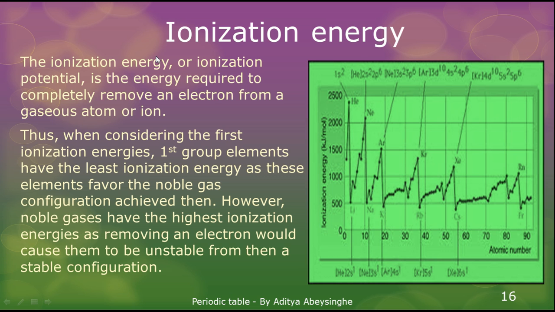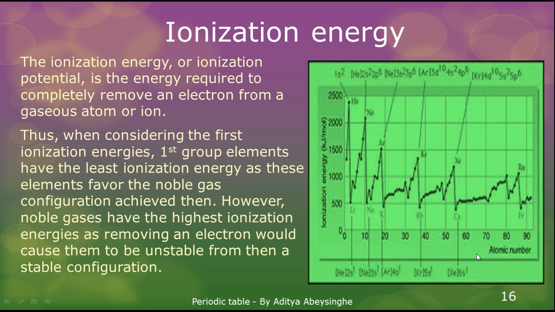You can see it here as well: lithium, sodium, potassium, rubidium, cesium, francium. When you go down the group, the first ionization energy decreases. When the number of subshells increases, the minimum energy to remove the valence electron, the first ionization energy, decreases down the group.